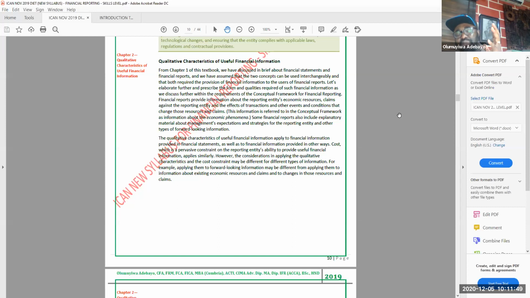And therefore, what are the attributes of useful financial information for financial reporting purposes? We can group them into two. We have some qualities that are considered fundamental attributes. They are fundamental attributes because they underpin the acceptance of that information based on its reliability, which means those are the fundamental attributes that make financial information reliable to any of the users for making decisions.